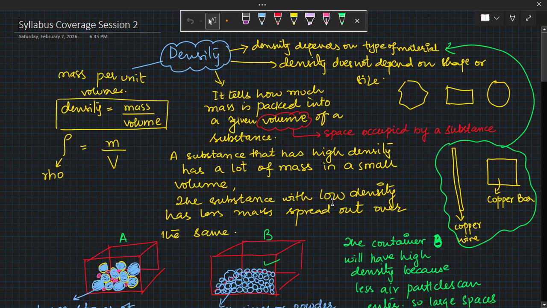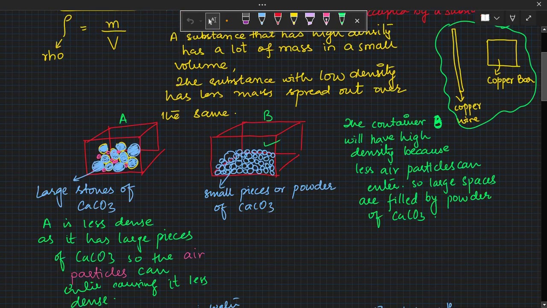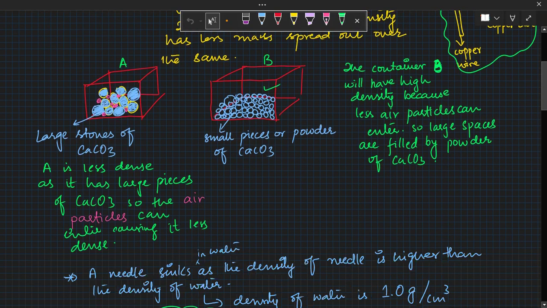And if I say there is a low density, it will have less mass spread out over the same volume, right? Now, if I take an example, I have two containers, both having the same volume. The substances placed inside these two containers are large stones of calcium carbonate and small pieces of powder form of calcium carbonate. So what we are observing here, which one is going to be denser?